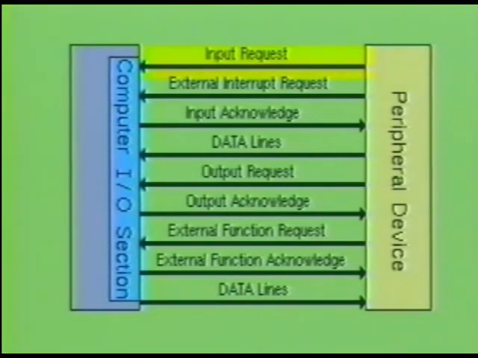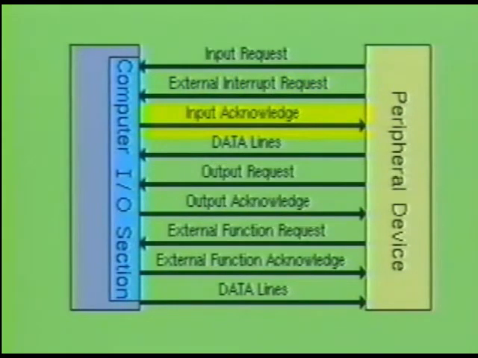The input request line carries a control signal which accompanies each input data word sent to the computer. This control signal informs the computer that an input data word is on the data lines. The external interrupt request line carries an interrupt control signal to the computer which informs the computer that an interrupt code is present on the data lines.